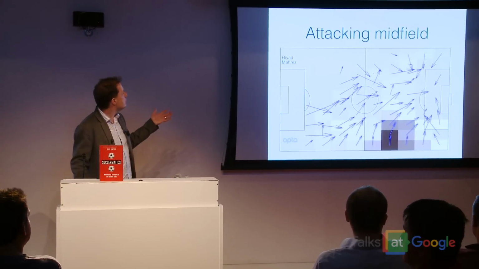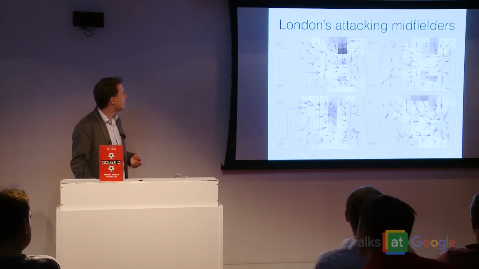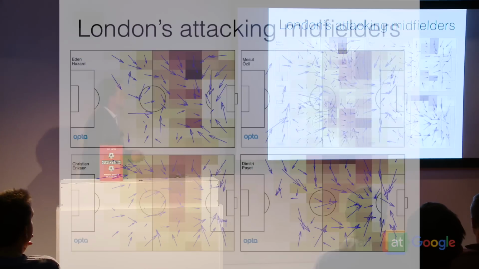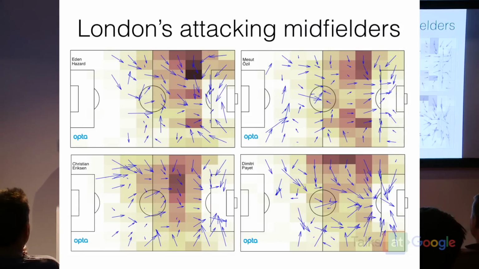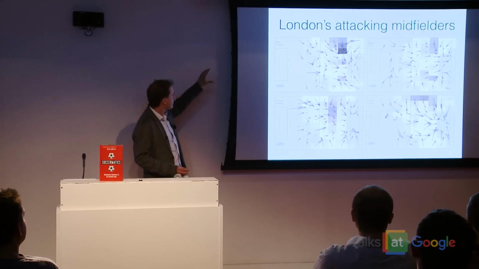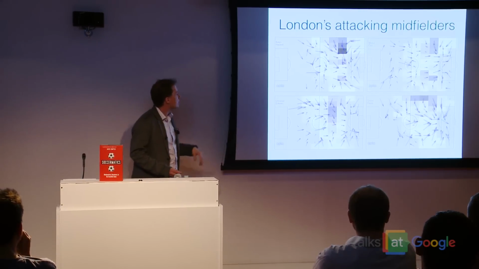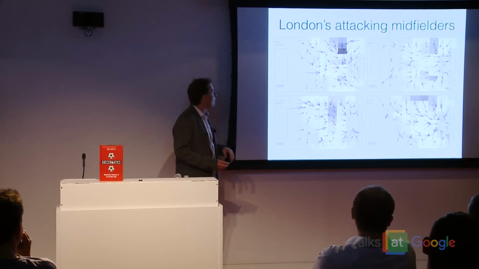And you can use this technique to compare different players. Because we're in London, you're probably all Manchester United fans. But I thought I'd show you some of the leading attacking midfielders for the London teams. So Eden Hazard for Chelsea up there, Mesut Ozil for Arsenal, Christian Eriksen for Spurs, and Dimitri Payet for West Ham.